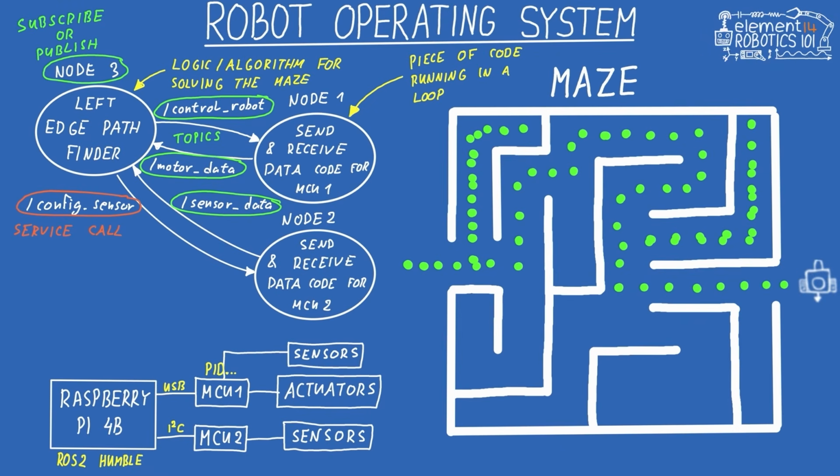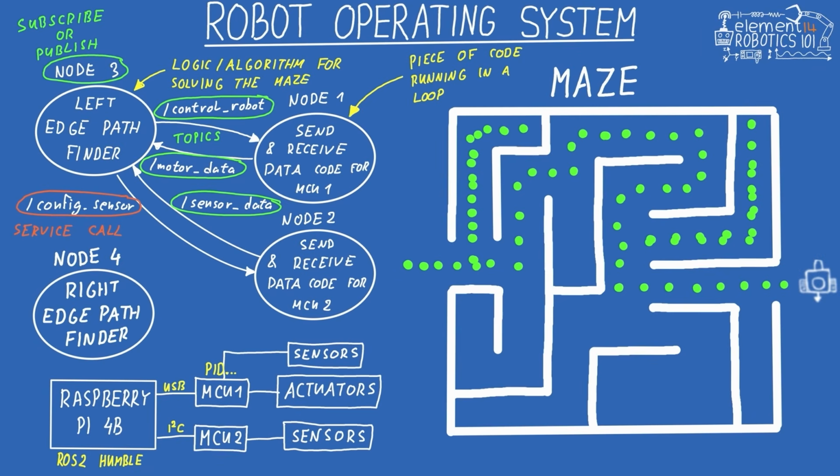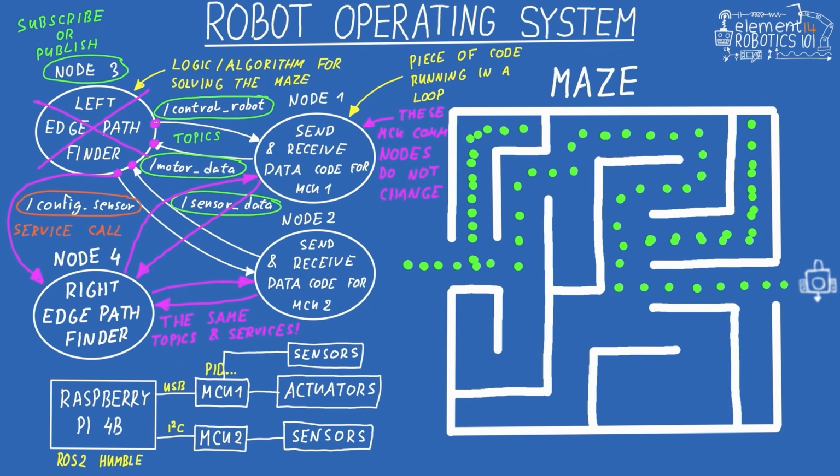Let's say we want to completely change our navigation strategy. We can simply swap out node 3 for a brand new node 4, a right edge pathfinder. Because node 4 is publishing and subscribing to the exact same topics and services as node 3, our lower level nodes do not change at all.